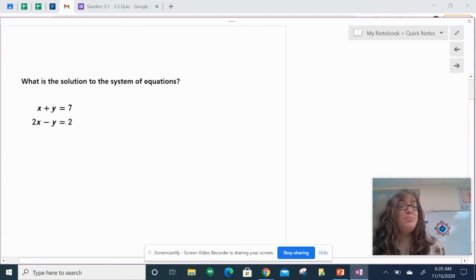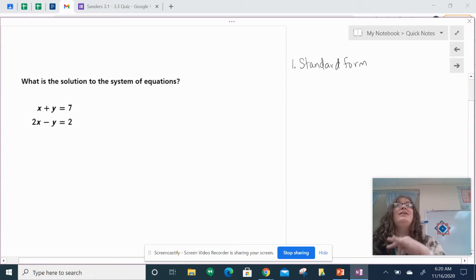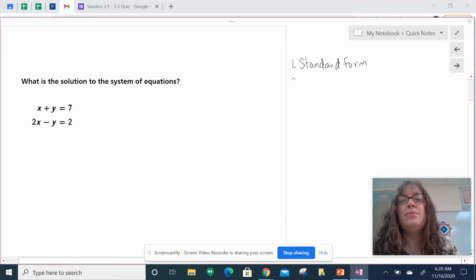So let's look at the first problem. It says, what is the solution to this system of equations? If we're going to use the elimination method, a couple of things have to happen. Number one, we need to have them both in standard form. If you'll remember, standard form means the x and the y are on the same side of the equation, and what it's equal to is on the other side of the equation. These both look like they are in standard form. We've got our x's first, then our y's, equal signs, and then our numbers. The second thing that we are looking for is opposite variables.